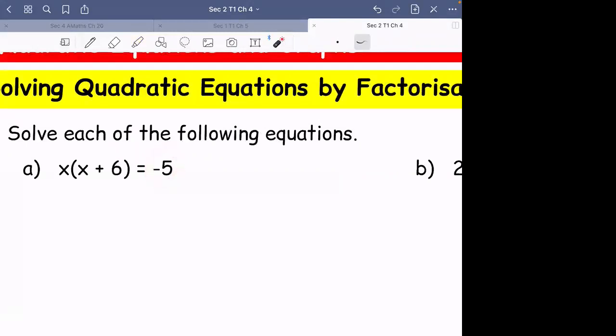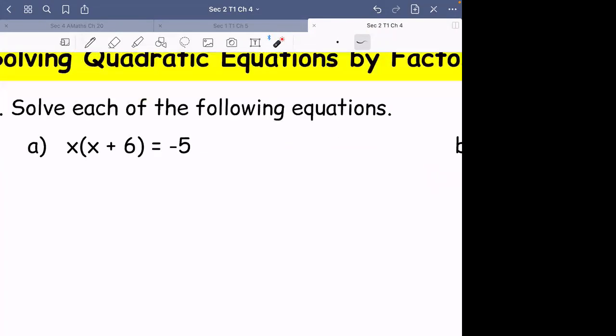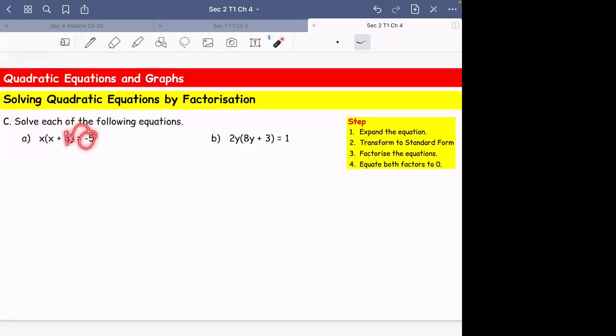Now, if this is the case, class, by the way, this is totally different from having x times x plus 6 equals 0. You cannot equate this by -5. It will give you a wrong answer. So what do we do when instead of 0, we have a number or an integer here, like this one and this one? If it's not equal to 0, we need to put the -5 back to the other side.